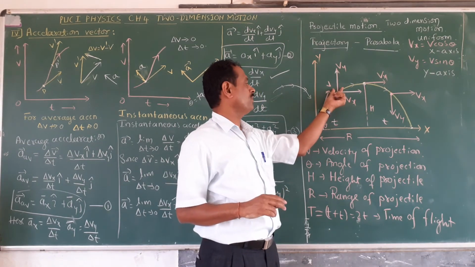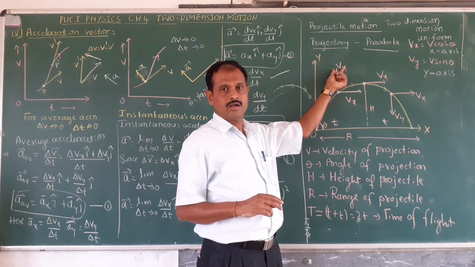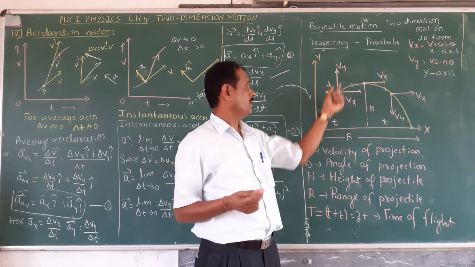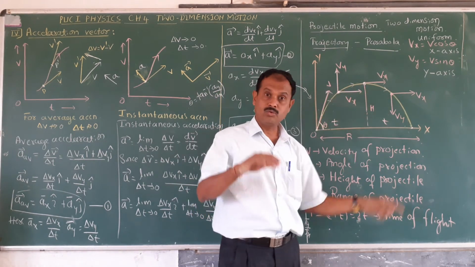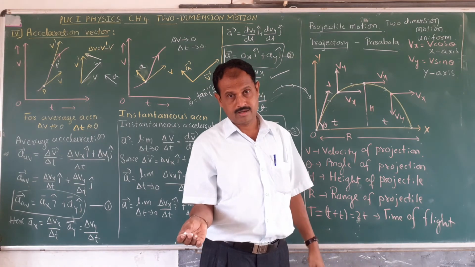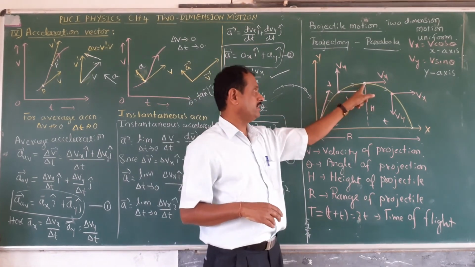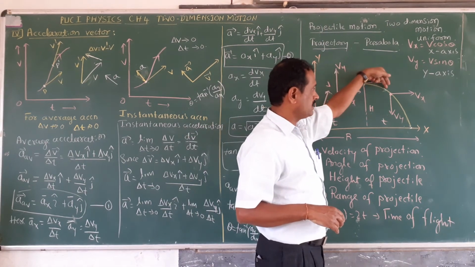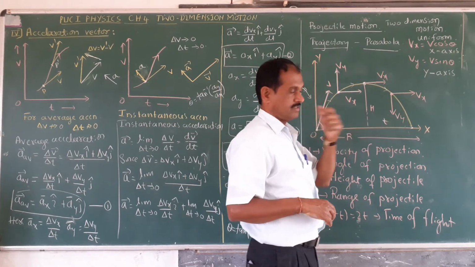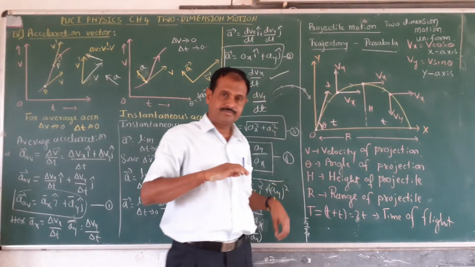The vertical component p sin theta varies. During ascent it goes on decreasing, and during descent it goes on increasing, and it also changes direction. In projectile motion, for ascent it is in the upward direction, and for descent it is in the downward direction, but p cos theta is along the same direction.